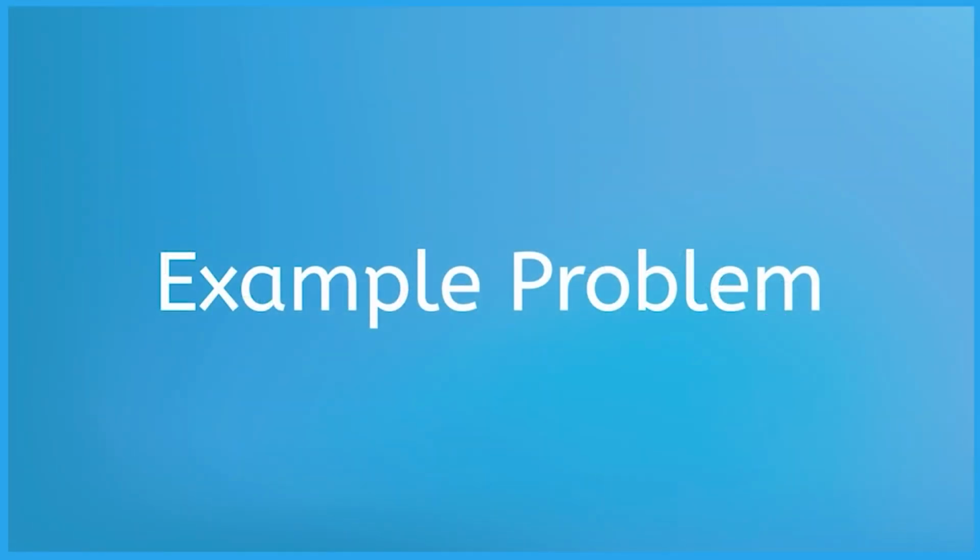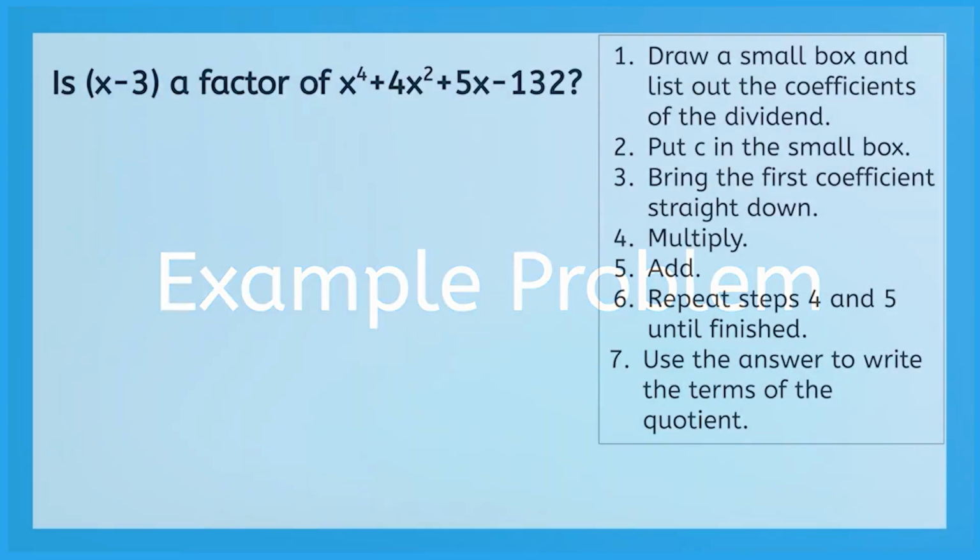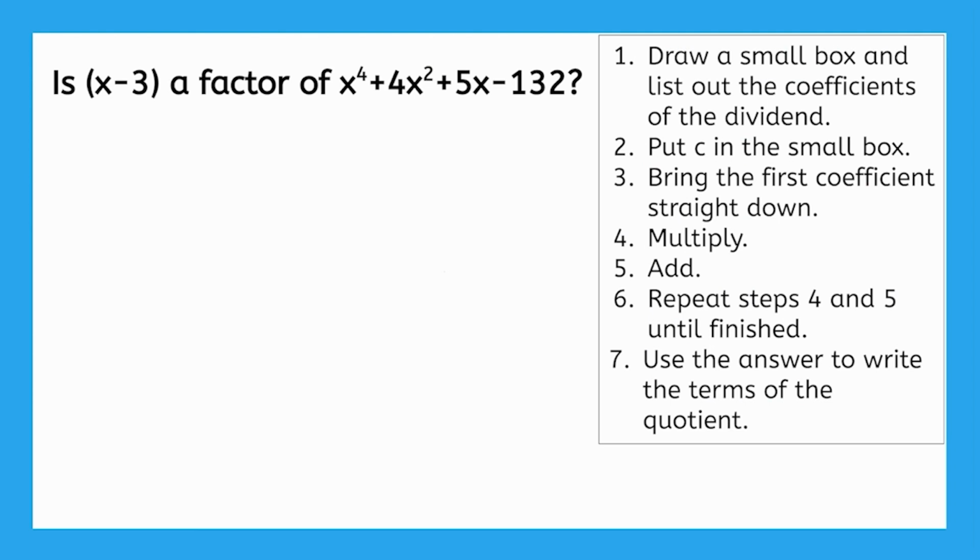Let's do a quick example problem together before we wrap up for today. Okay, here's one for you to try. Use synthetic division to determine whether x minus 3 is a factor of x to the 4th plus 4x squared plus 5x minus 132. To answer this question, we can use synthetic division again. If we go through the division process and end with a remainder of 0, we'll know that x minus 3 is a factor because it divided evenly with no remainder. So let's get started together, and then you'll finish on your own in your PDF.